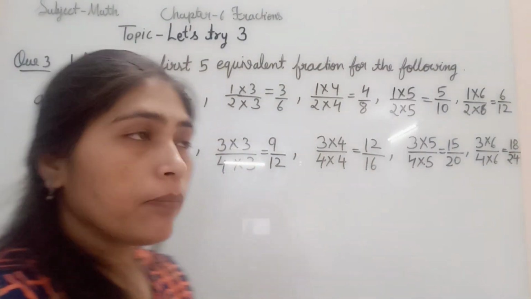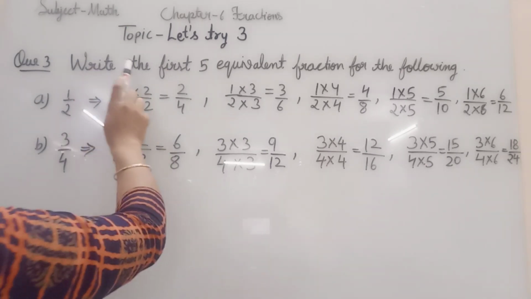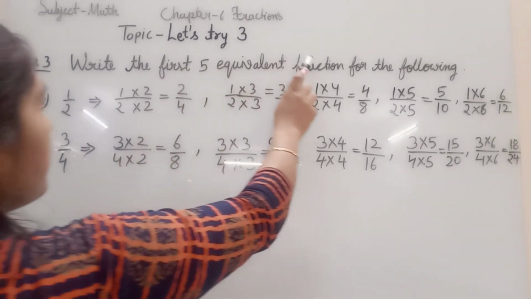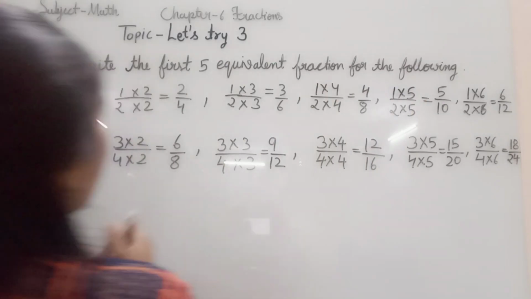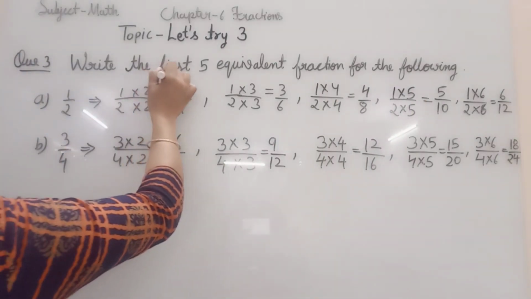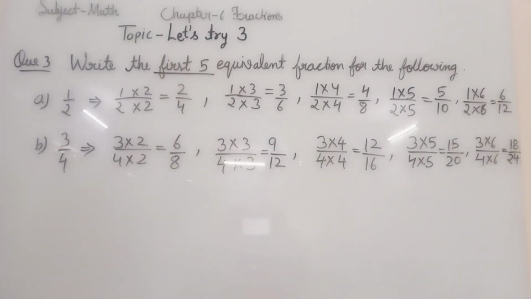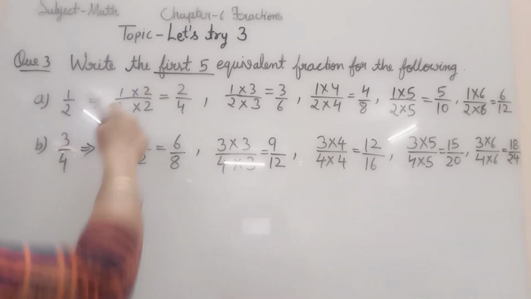So the problem number 3. The problem number 3 is: write the first 5 equivalent fractions for the following. Now look here, they have clearly mentioned the first 5. It means in sequence we have to multiply the number. Here we will start from 2, because if you multiply with 1, you will get the same number only. So that we will not include. That's why I am starting with 2.